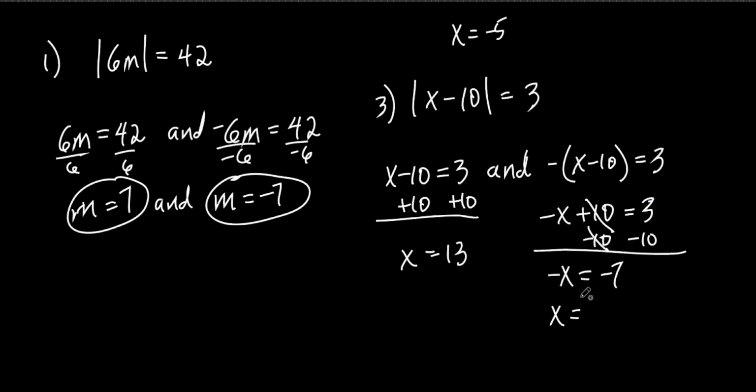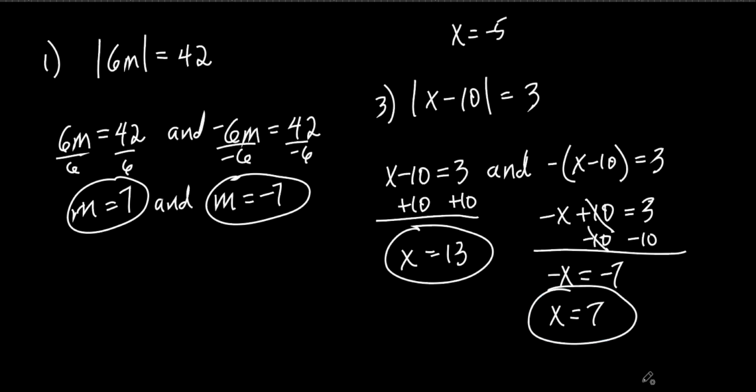Divide by negative 1. I don't have to show that; I showed that over there. It's just 7. So I get 2 different answers. Let's see, how in the world could I get two different answers for this? How could both of those things make this thing true?